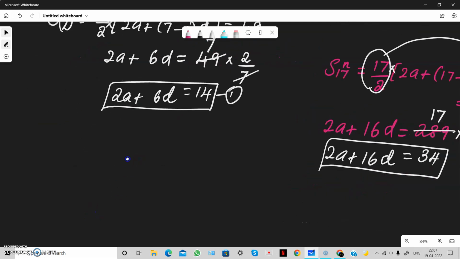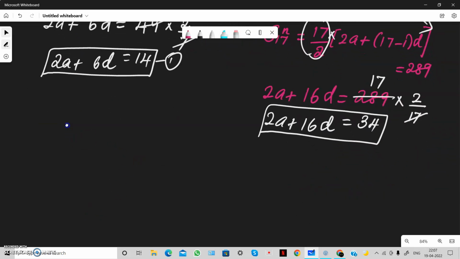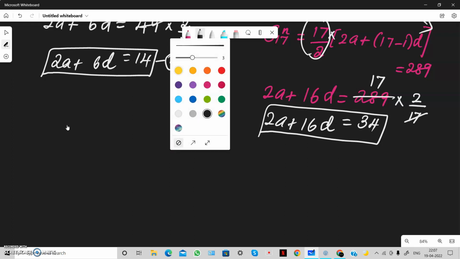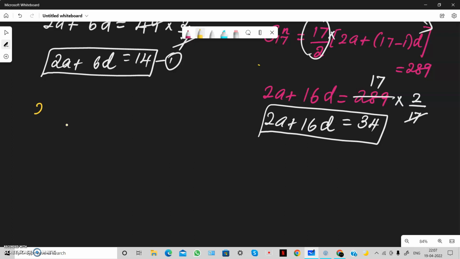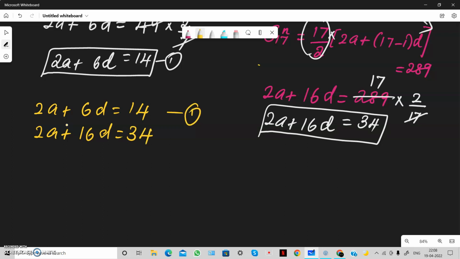Okay, now we have two equations. From those equations, we are going to find what A and D are. Do you understand, ma'am? Yes. So let me change the color. Write 2A plus 6D equal to 14 and 2A plus 16D equal to 34. So, first equation and second equation, and now I am going to subtract.